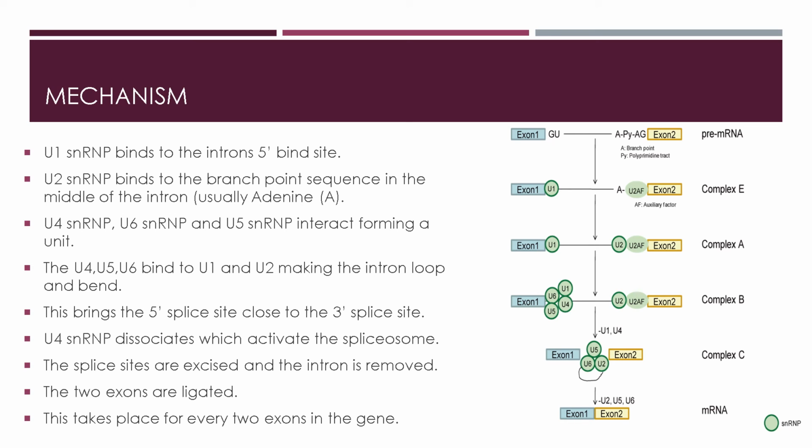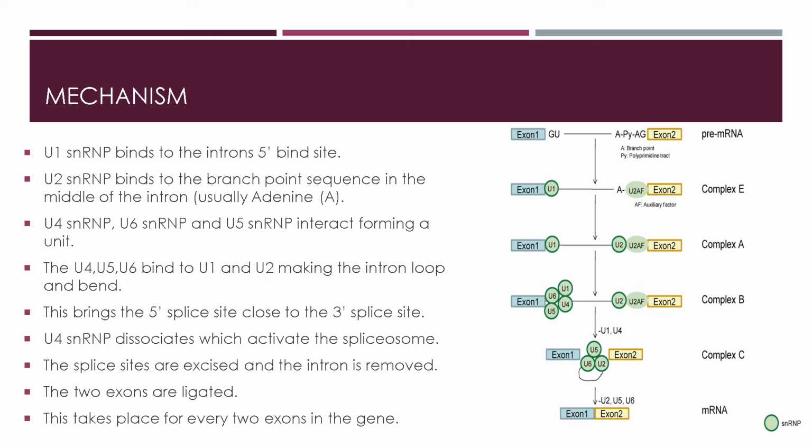Next, the three snRNPs, namely U4, U6 and U5, combine to form a unit and then bind to U2. This complex, that is U4, U6 and U5 snRNPs along with U1, binds to the U2 snRNP and then forms a loop-like structure. This loop-like structure is known as a lariat. Because of this lariat, the 5' splice site comes closer to the 3' splice site.